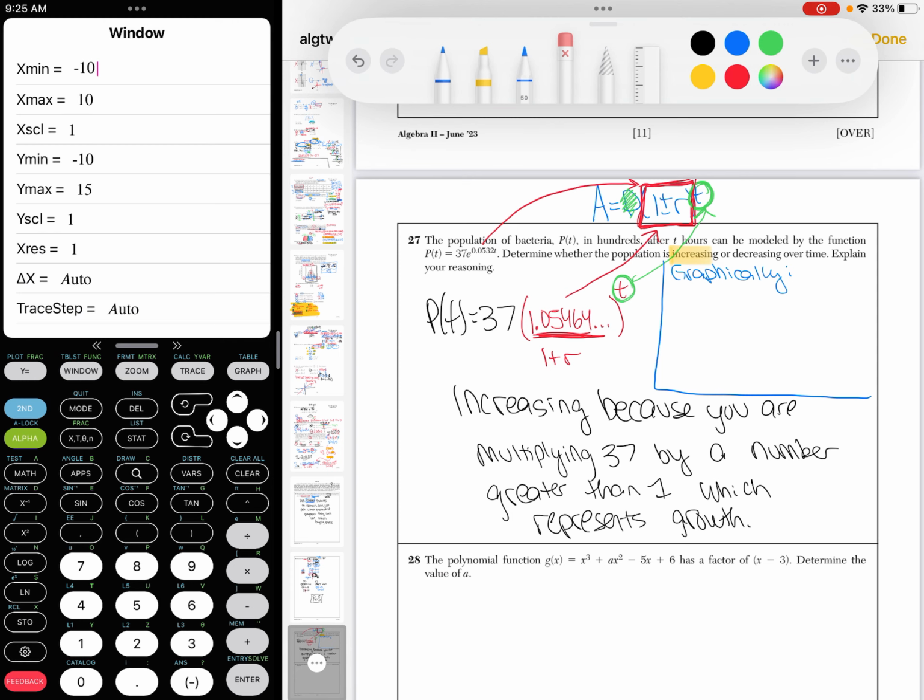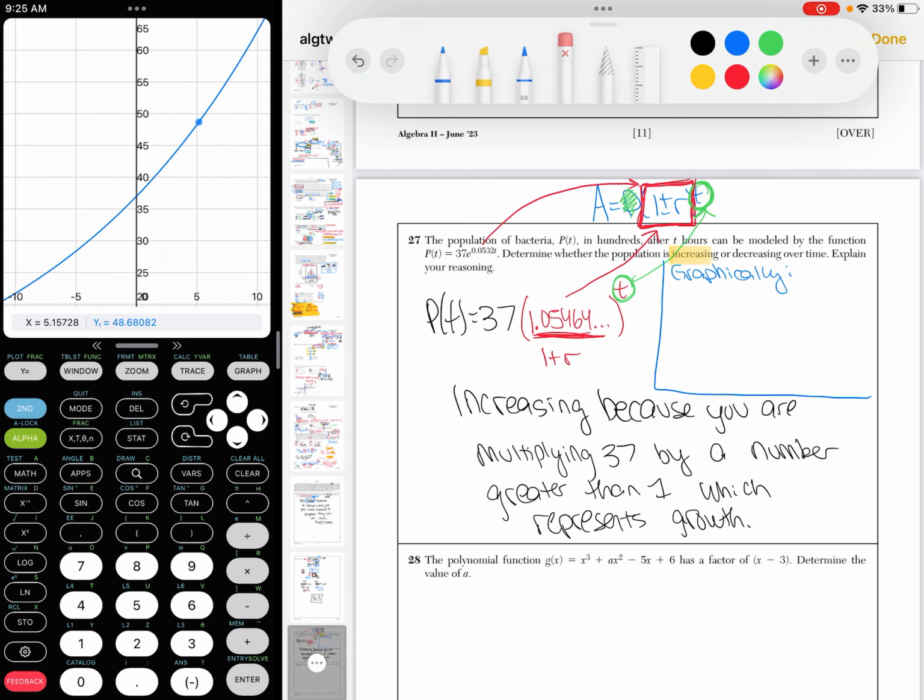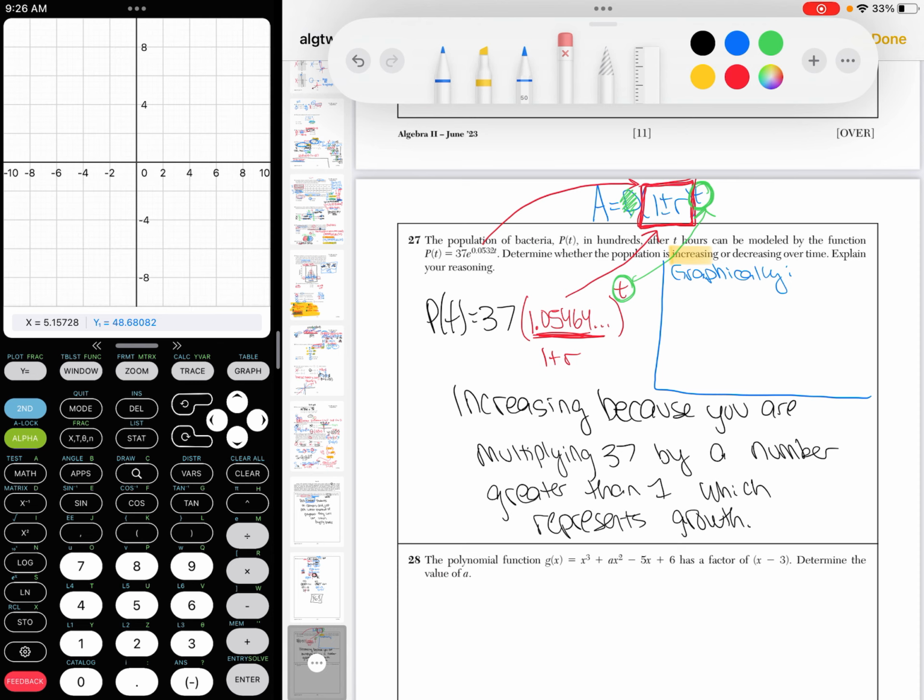That is not working nicely. So I'm going to change my window. I'm going to do zoom fit first, which is zoom 0. If you don't know zoom fit, we've talked about this in class, but zoom 6 takes you back to that 10 by 10 window.